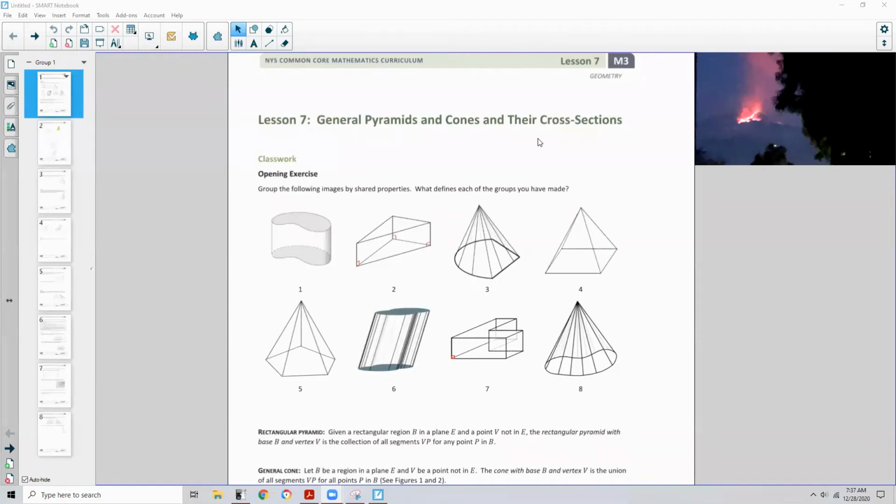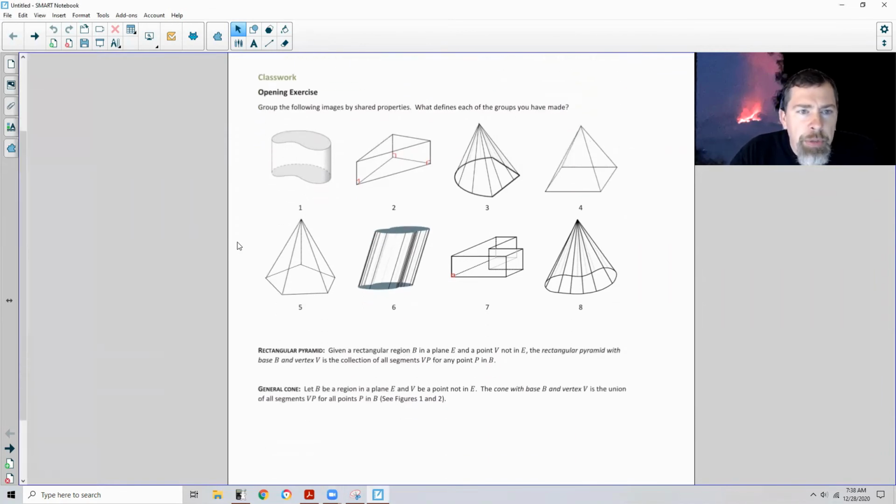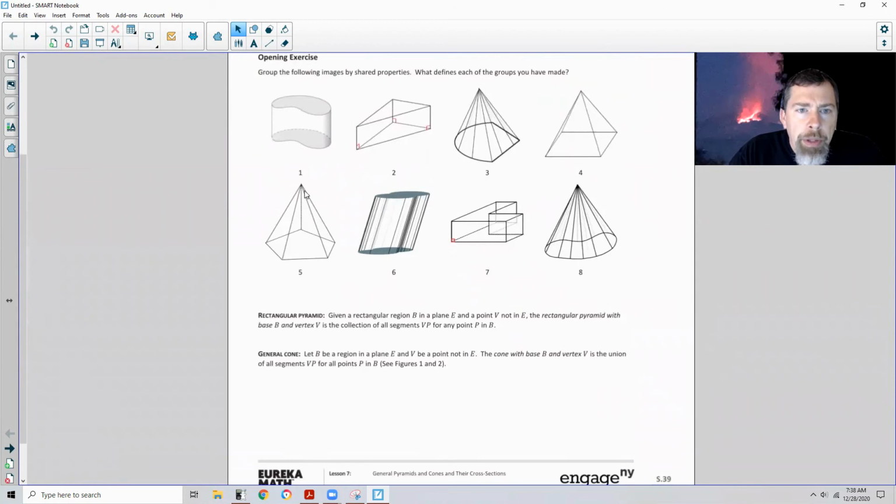Lesson 7. General pyramids and cones and their cross sections. Okay, classwork opening exercise. Group the following images by shared properties. What defines each of the groups you have made? So just take a few minutes and pause the video, see if you can do this, and then come back.